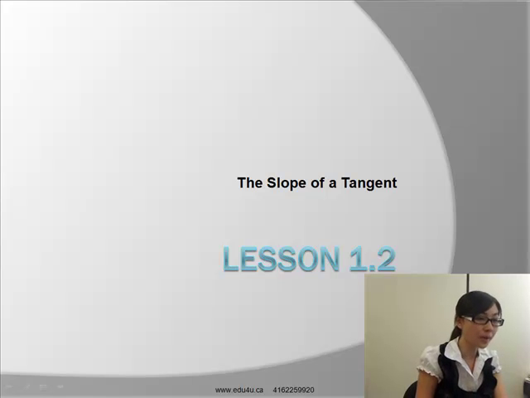Hi guys, this is lesson 1.2, the slope of a tangent. We have already mentioned this topic in advanced functions, but in calculus we're going to go into greater depth, in which we have to solve the slope of a tangent by using limits.